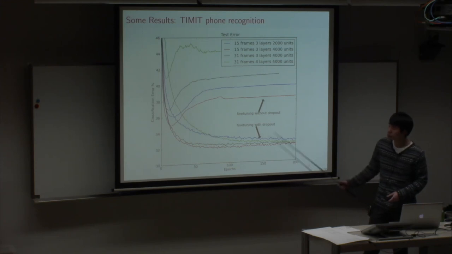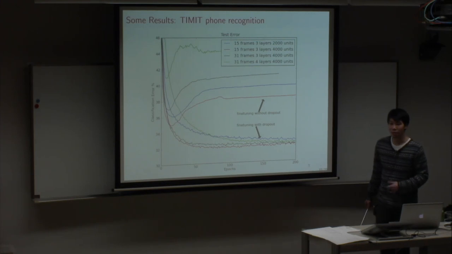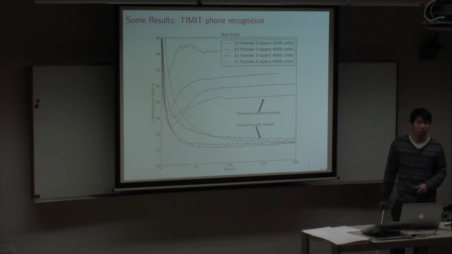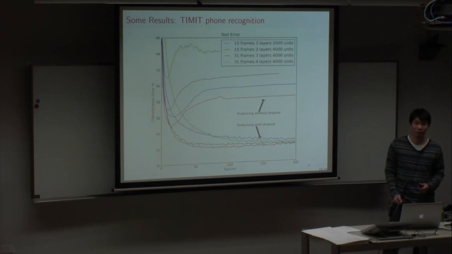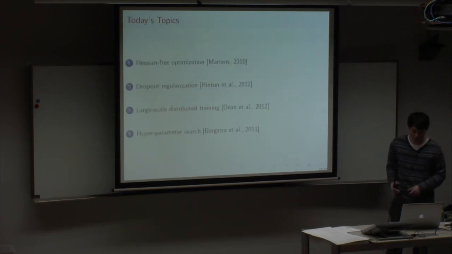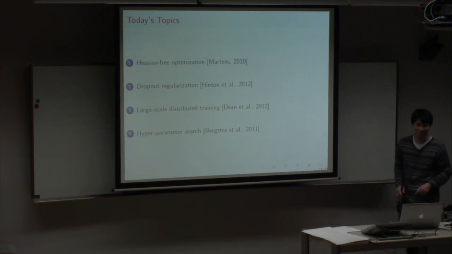Now, there's a lot of research now in trying to analyze why this works, right? What's the theory that makes this simple method work? But you'll see the word dropout a lot now in papers. People like it. Okay? Any questions? All right. So let's move on to large-scale training. So I have about 10 minutes left.